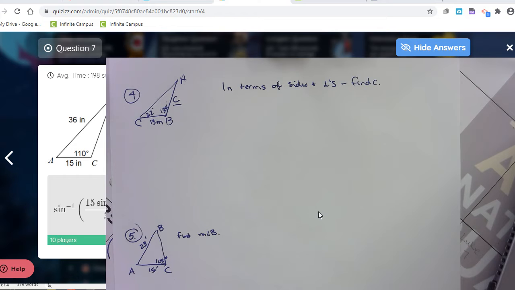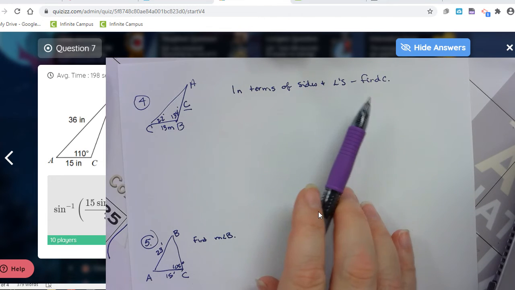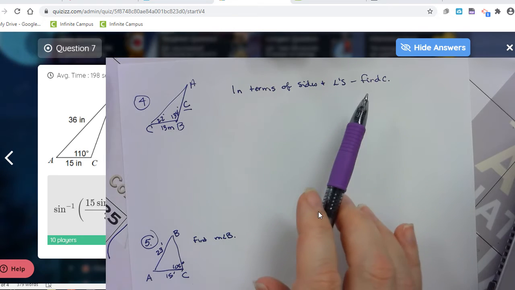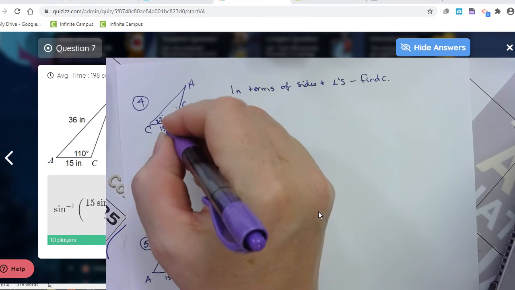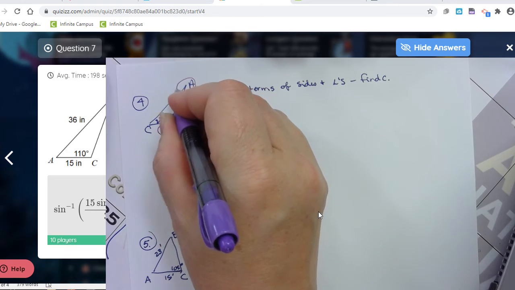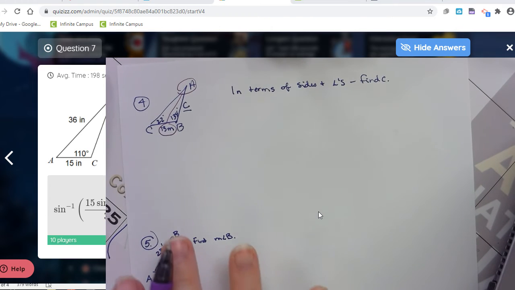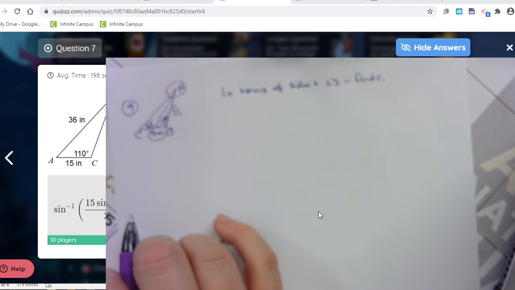So I'm going to start with number 4, and number 4 said it had this triangle drawn, and it said solve for C, or find C in terms of the sides and angles. All right, so first of all, I need to know what side I do have. This is the side I have. This is the angle across from it, okay? So if that's the case, I need to be able to take this and solve for A.